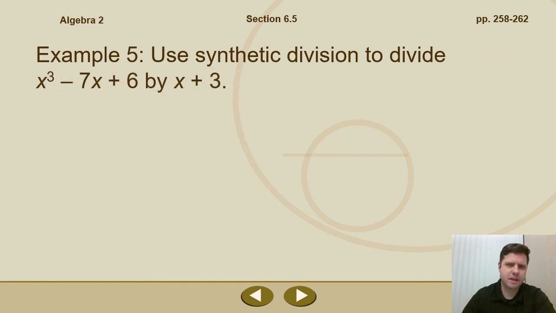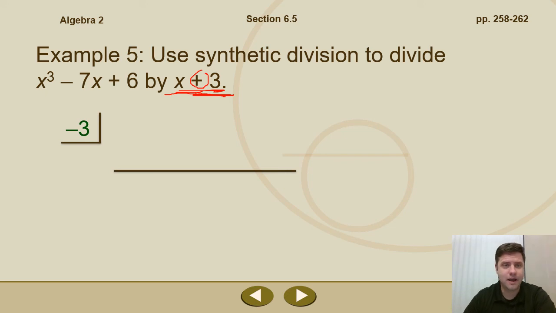Let's do another example. This is example 5, and we're using synthetic division to divide this. Now notice, here we have, again, the same form of x plus c. But remember, what we're going to put into the box is the opposite sign and value of whatever this part is over here. So we're going to put a negative 3 into the box. Then what are we going to write up here on this top line? The first one's definitely going to be a 1, but what's missing is the x squared term, so we have to put a 0 in for that term. Then we have a negative 7 for the x spot, and a 6 for the constant.